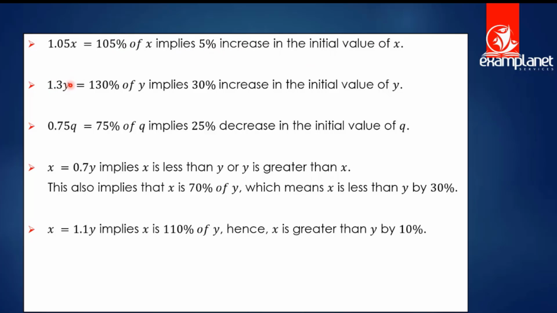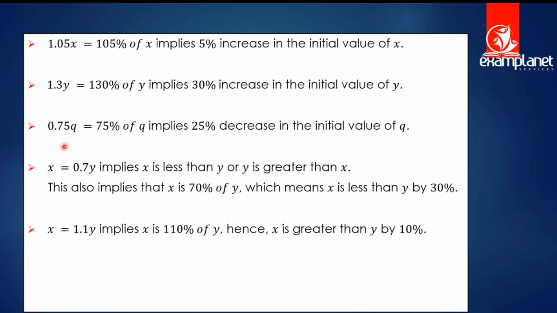1.3y. What does that mean? That means 130 over 100. That will be 130% of y. All right, so that implies you have a 30% increase in the initial value of y. That is what this means. Okay, because the initial value will be 100%, now you have 130%, so that's a 30% increase.